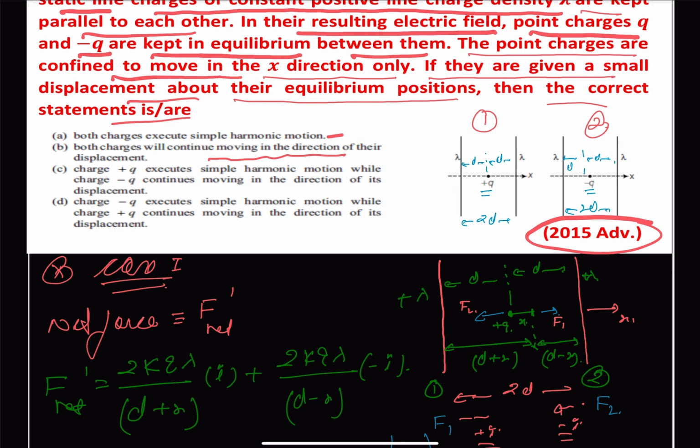So at least plus Q executes SHM. Option D is not possible because it says continuous move in one direction, and both charges move in one direction, so this is also not possible. So only either A or C or both can be true. So we have to find out what happens for the minus Q.